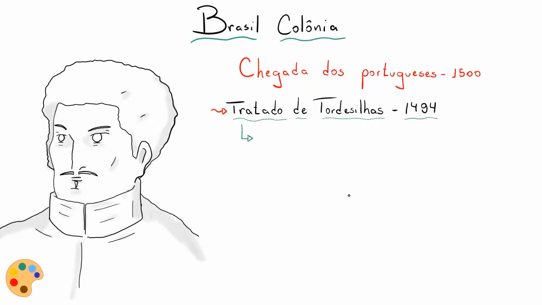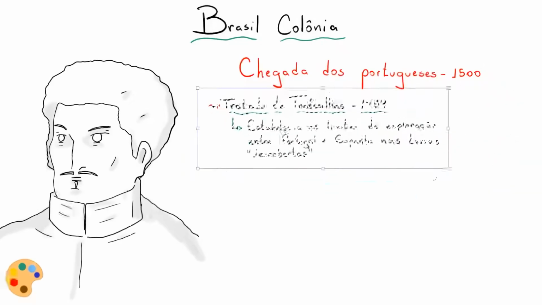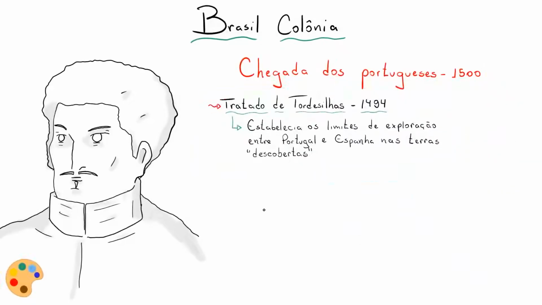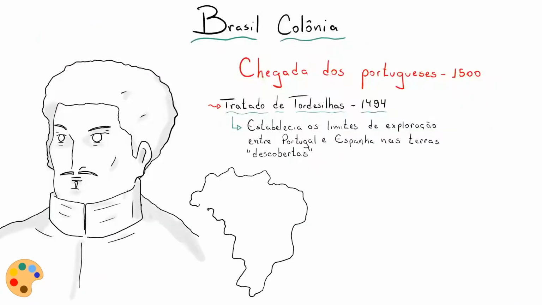Basically, what this treaty established was the division of the so-called discovered lands, in quotes, that would be explored by Portugal and Spain. To do this, a line was drawn 370 leagues west of Cape Verde. The eastern portion, including part of Brazilian territory, would be explored by Portugal. And all the rest to the west would be explored by Spain, as you can see on this little map.